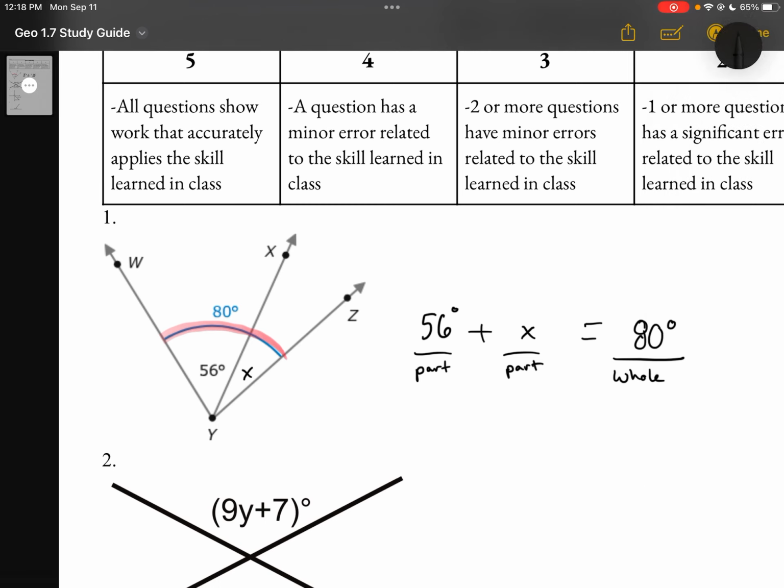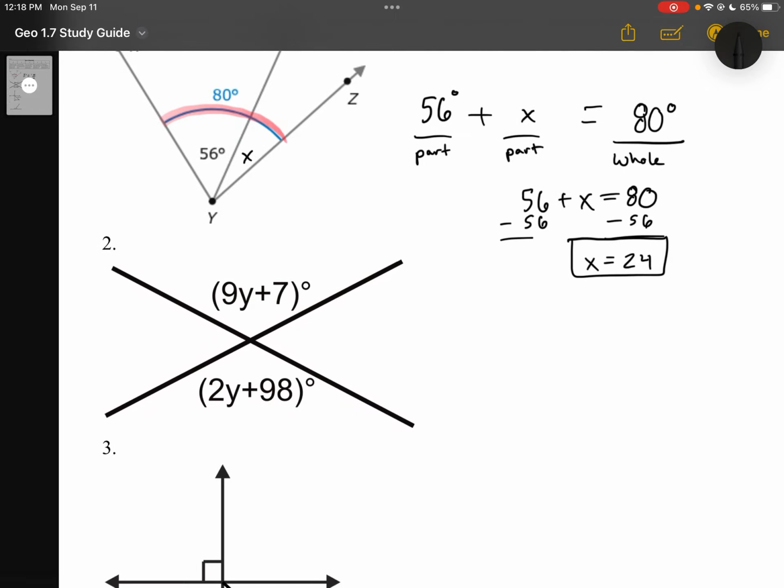Once we have this equation written out, that's our goal, we can now solve it. So if we have 56 plus X equals 80, we can now subtract 56 on both sides. And we'll get a final answer of X equals 24. And that is our missing angle.